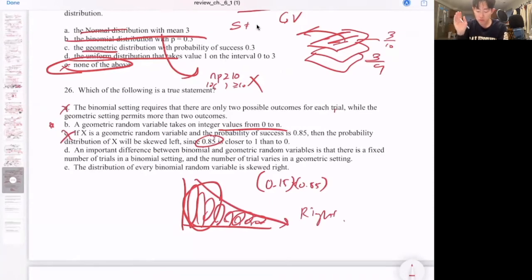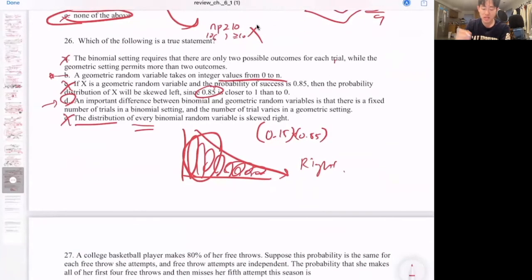An important difference between a binomial and a geometric random variable is that there is a fixed number of trials in a binomial setting and the number of trials varies in a geometric one. Okay, that is just the perfect definition, the main difference between binomial versus geometric. The distribution of every binomial random variable is skewed to the right. No, that doesn't make any sense. It's not always. We do not want to say everything is skewed to the right. That's simply just not true.